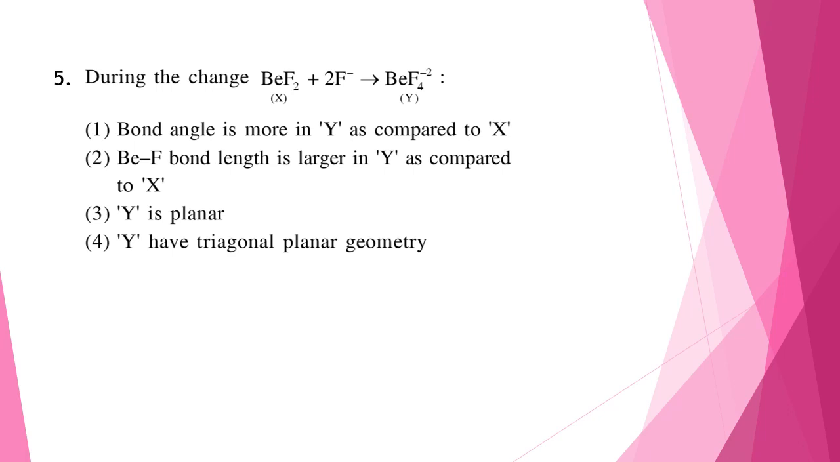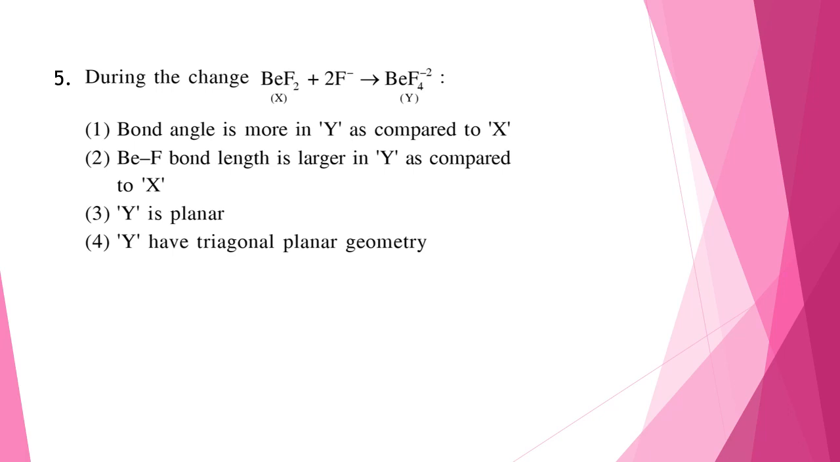Question 5. During the change BeF2 plus 2F negative gives BeF4 2 negative, you have to tell which of the following is correct. So let's see. First is bond angle is more in Y as compared to X. Now you know that BeF2 is sp hybridized and BeF4 2 negative is sp3 hybridized. So sp hybridized has bond angle of 180 degrees. In sp3 it is 109 point something degrees. So bond angle in X will be greater than Y. So option 1 is not correct.